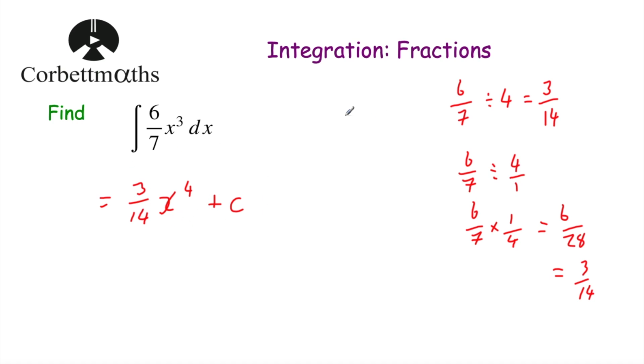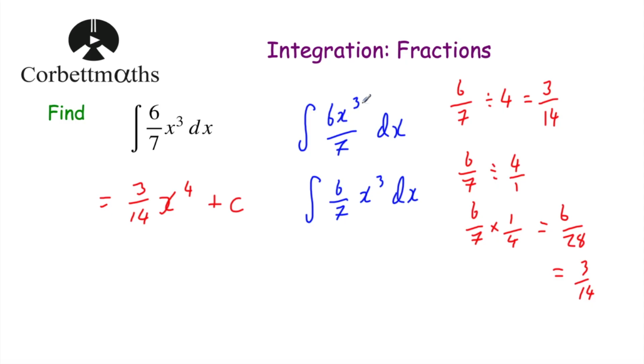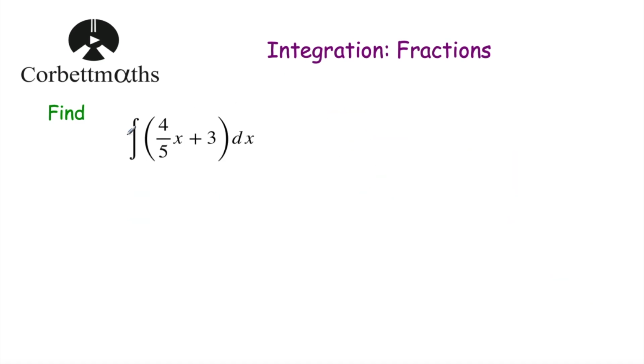And that's it. And also just to point out that if you had encountered a question such as this, where you've got 6x cubed over 7 with respect to x, if you're asked to integrate 6x cubed over 7 with respect to x, that is actually the same question, because you can split this up and write it as the integral of 6/7 multiplied by x cubed with respect to x. If you ever notice that x cubed is on the numerator, you can just bring it beside the fraction, so you can write 6/7 times x cubed rather than 6x cubed over 7, and that's it. Okay, let's have a look at our next question.